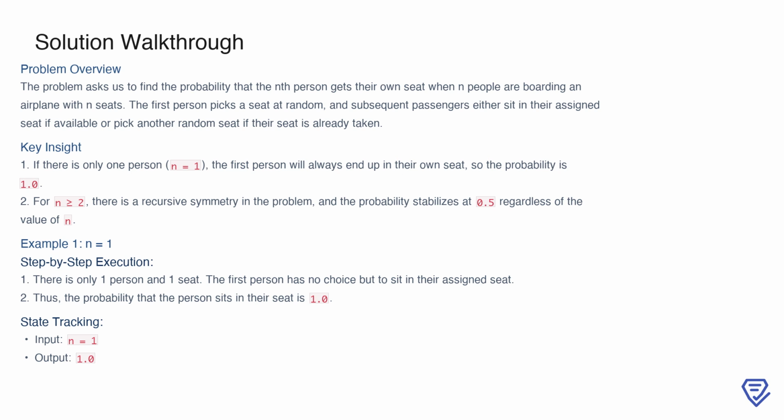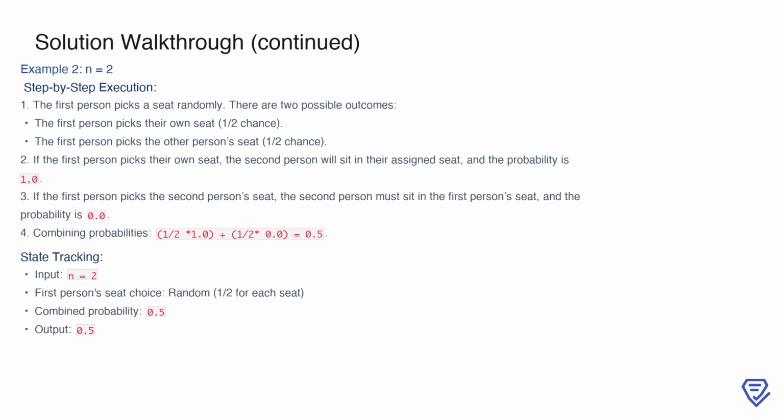However, for two or more passengers, the problem reveals a fascinating symmetry. Regardless of how many passengers there are, the probability of the last person sitting in their assigned seat stabilizes at 0.5. Let's begin with the simplest case, where n equals 1. Here, since there's only one person and one seat, they must sit in their assigned seat, making the probability 1.0. The state tracking reflects this perfectly, with an input of n equals 1 and an output of 1.0. Now, consider the case where there are two passengers and two seats.